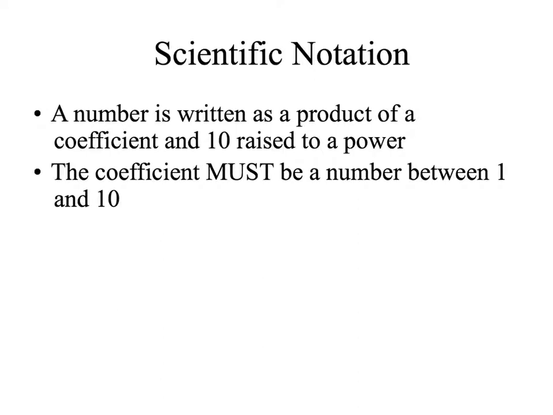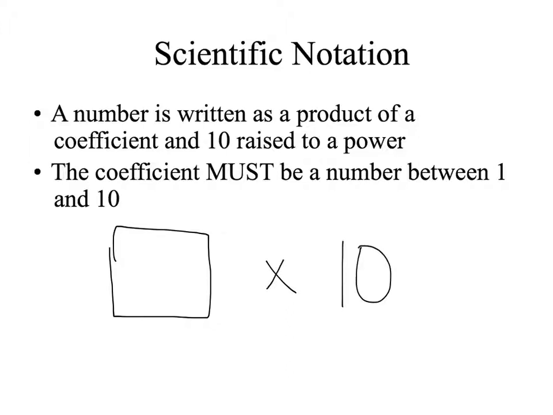Let's do a little review of scientific notation. The definition of scientific notation is that it's a number written as a product of a coefficient and a 10 raised to a power. And that coefficient has to be a number between 1 and 10. So what does that actually mean? Basically, you have some number that we'd fill into this box. You multiply it by 10, and that 10 is raised to some power.